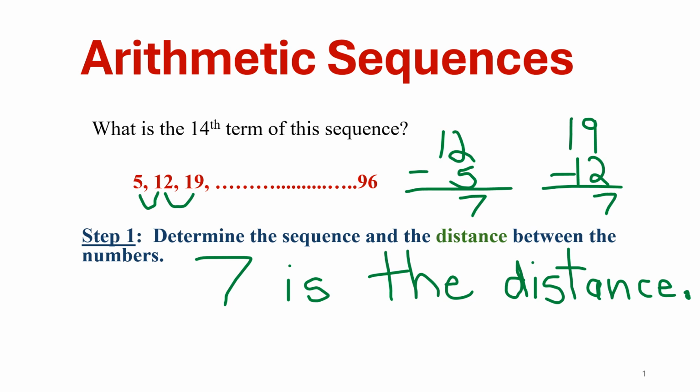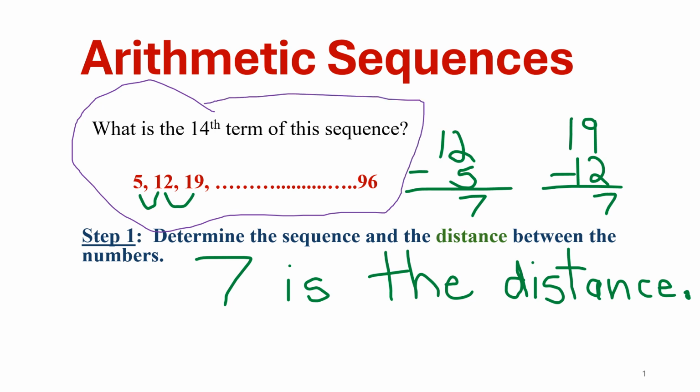So this question is asking you what is the 14th term of this sequence? And you're given four terms, but they're spread apart. If you were looking at this logically, the first thing you would do is notice 5 plus 7 is 12, and 12 plus 7 is 19. So you always want to make a connection between these numbers.